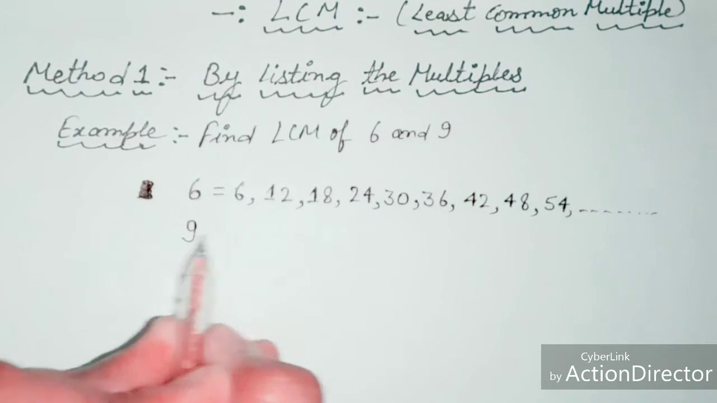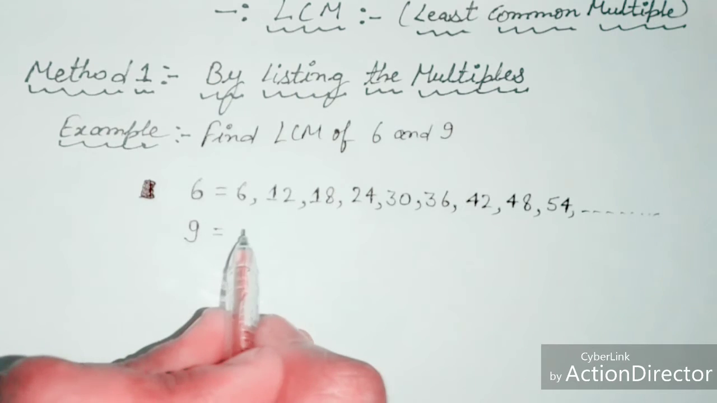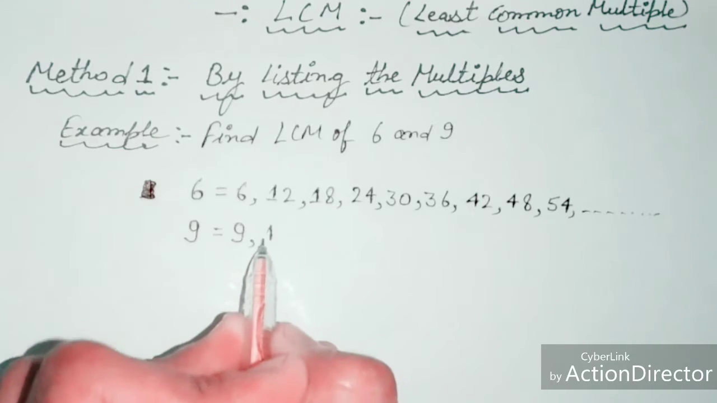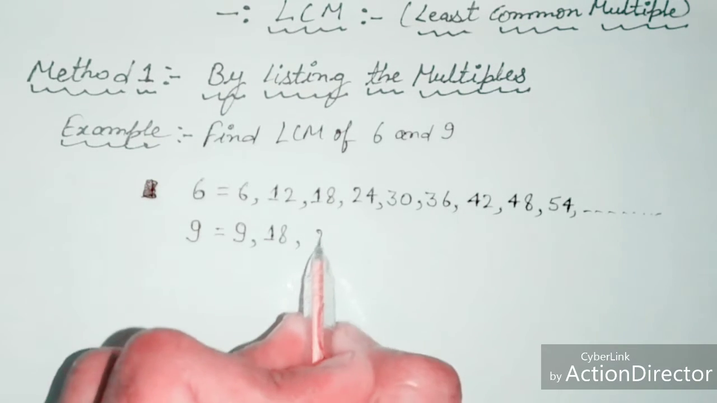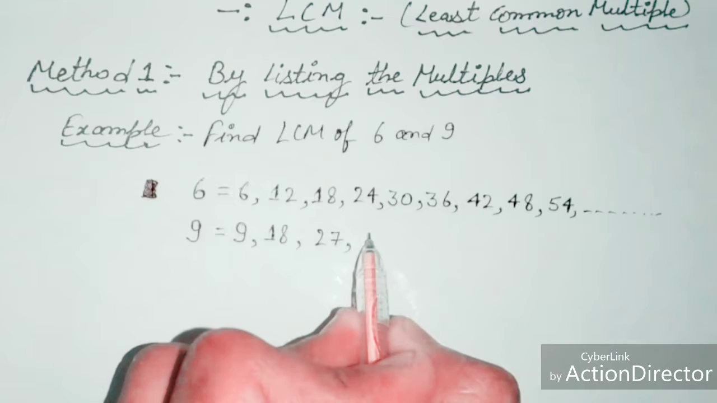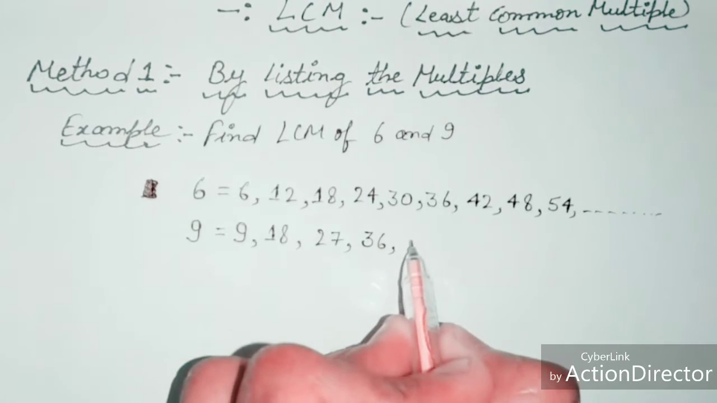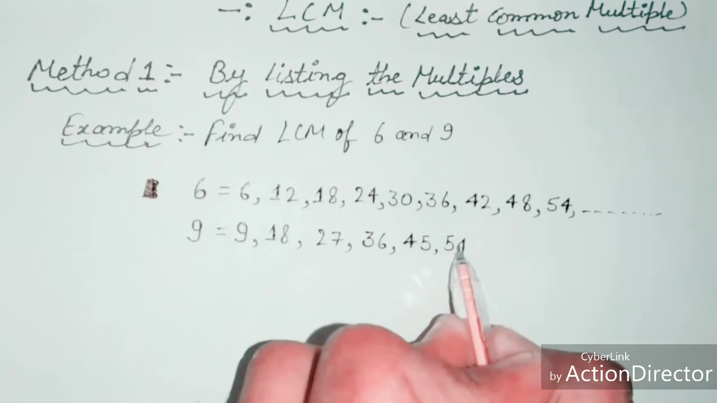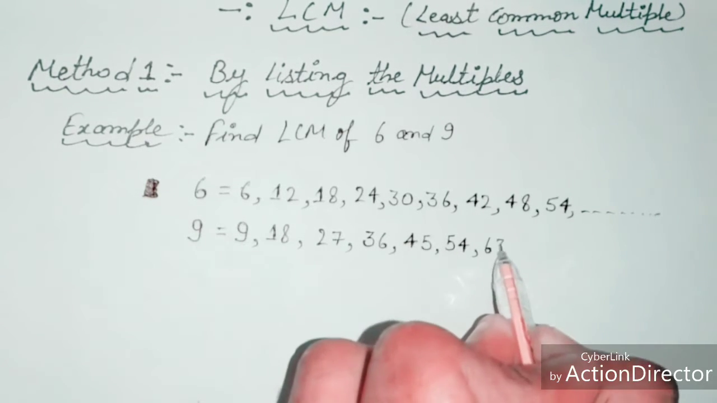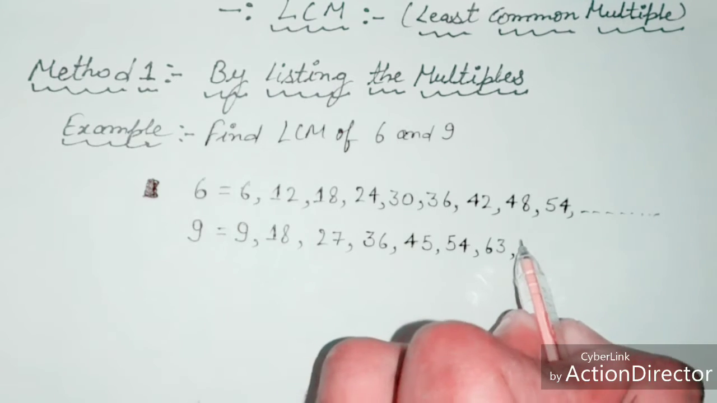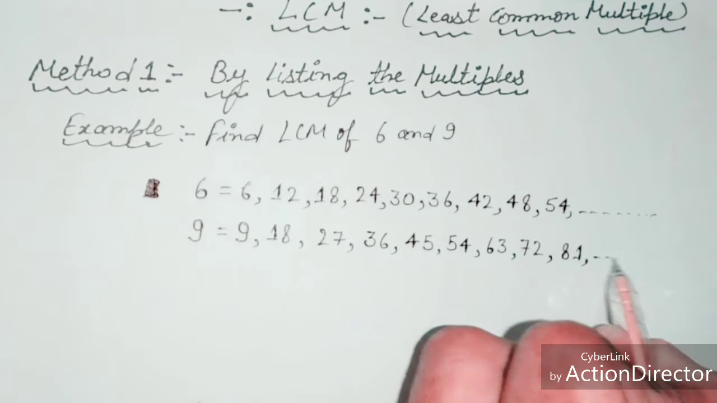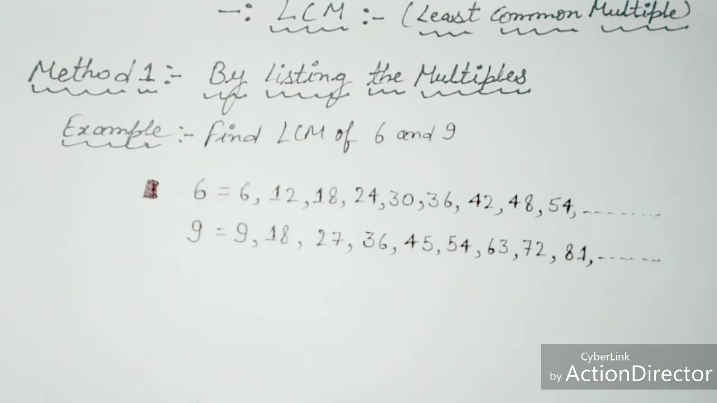Now multiples of 9. Multiples of 9 are: 9 ones are 9, 9 twos are 18, 9 threes are 27, 9 fours are 36, 9 fives are 45, 9 sixes are 54, 9 sevens are 63, 9 eights are 72, 9 nines are 81, and other multiples of 9. So here we select the common multiples of 6 and 9.